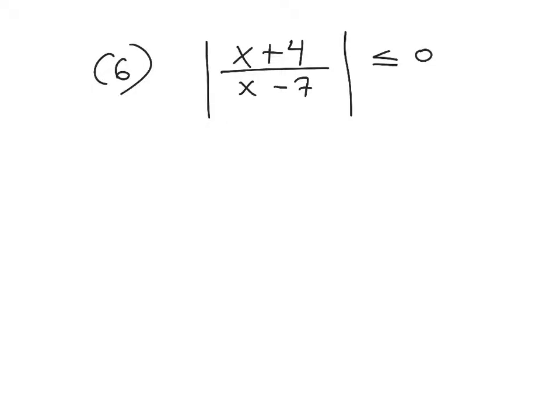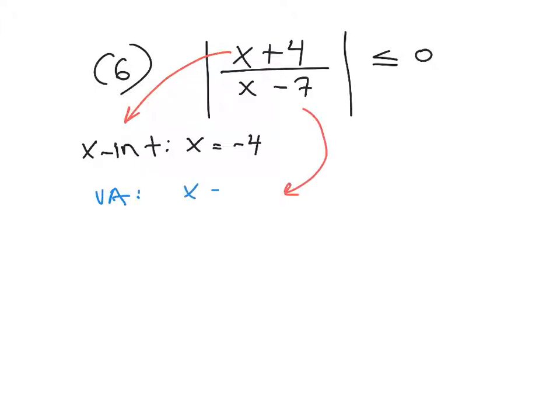In number 6, we have a rational function, x plus 4 over x minus 7. So it's a rational one inside an absolute value. So again, we do exactly like we did with the rational in the previous lesson. What will make my numerator equal to 0? So what is my x-intercept? It is -4. What is the vertical asymptote? X equals 7. In this case, I don't have a hole because there is no factor that is canceled.